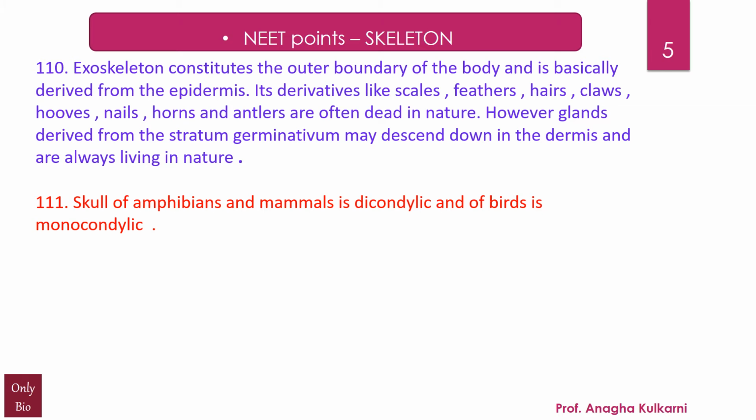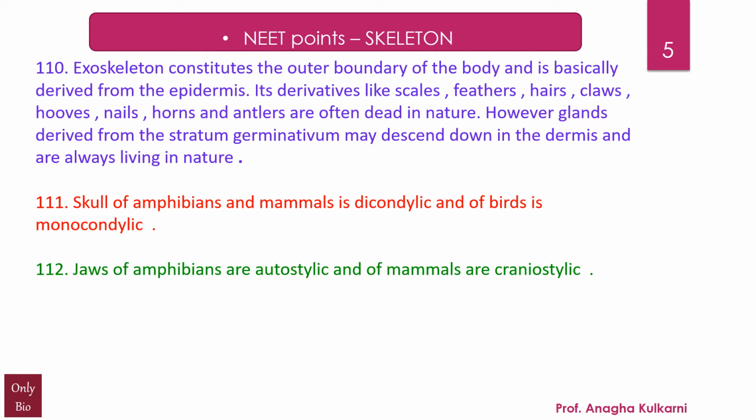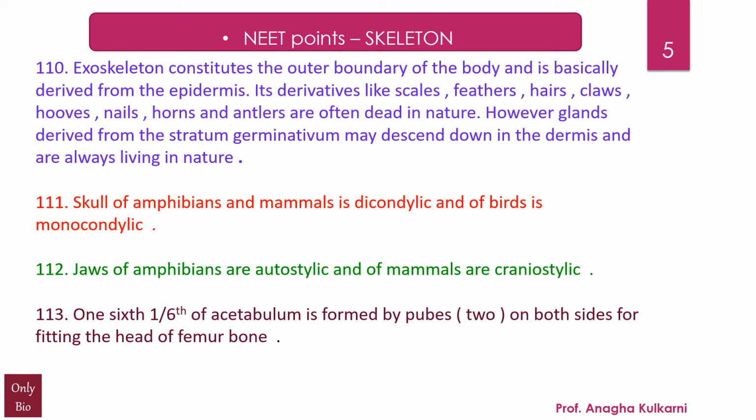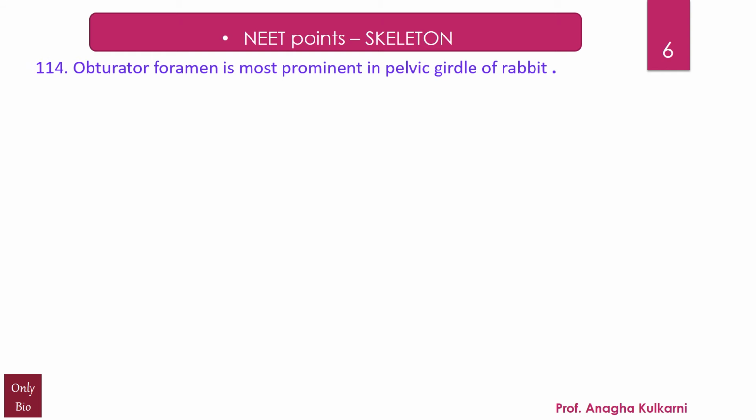Next, skull of amphibians and mammals is dicondylic and that of birds is monocondylic. Next, jaws of amphibians are autostylic and of mammals are craniostylic. Next, 1/6 of acetabulum is formed by pubes, that is, two pubic bones on both the sides for fitting the head of the femur bone. Point number 114. Obturator foramen is most prominent in the pelvic girdle of rabbit. Next, 10th vertebra of amphibians is urostyle.